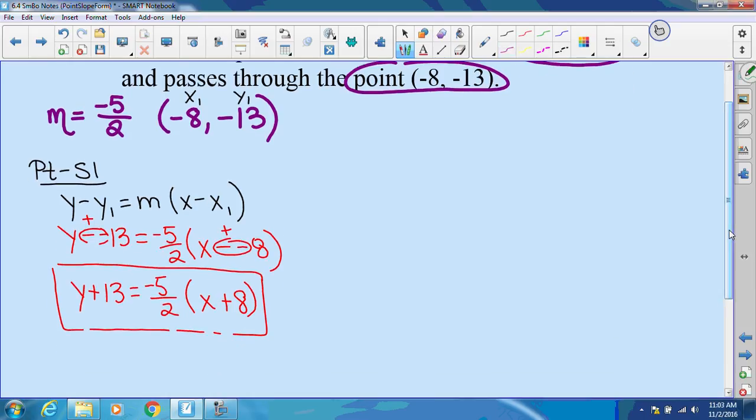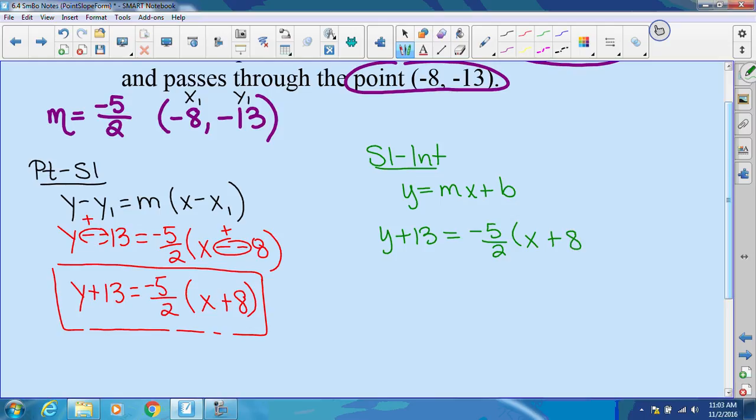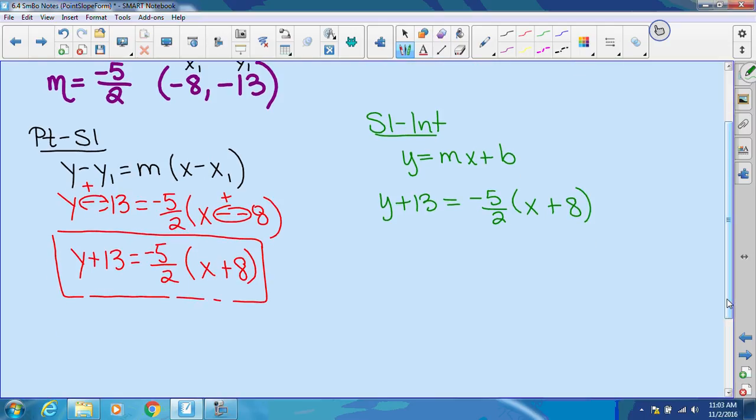Now I'm going to write it in slope-intercept form, which is the form y equals mx plus b. So anytime we're doing slope-intercept, we are solving for y. So I'm going to take my equation, y plus 13 equals -5/2, parentheses x plus 8. And now I'm going to solve.